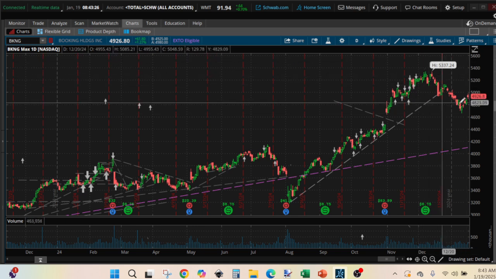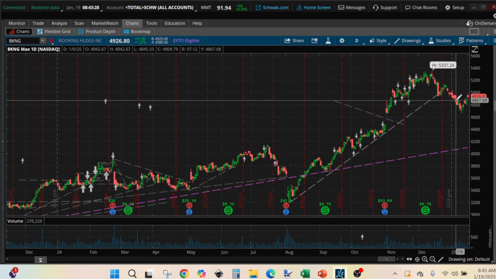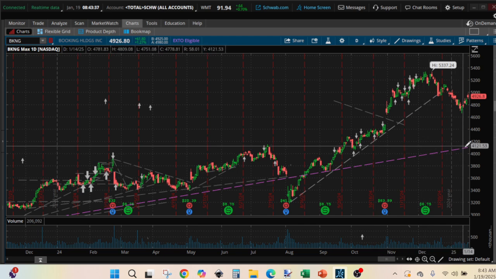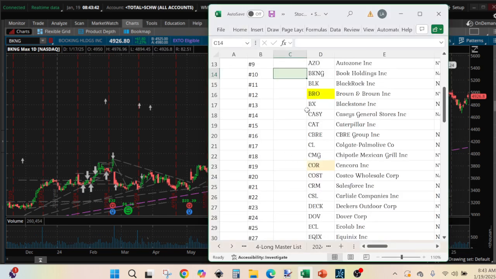Because you swing trade on a daily chart, every single bar is a daily bar. It reflects the daily fluctuation of the price. It's still far from our trend line. We'll move to the next one. BLK.